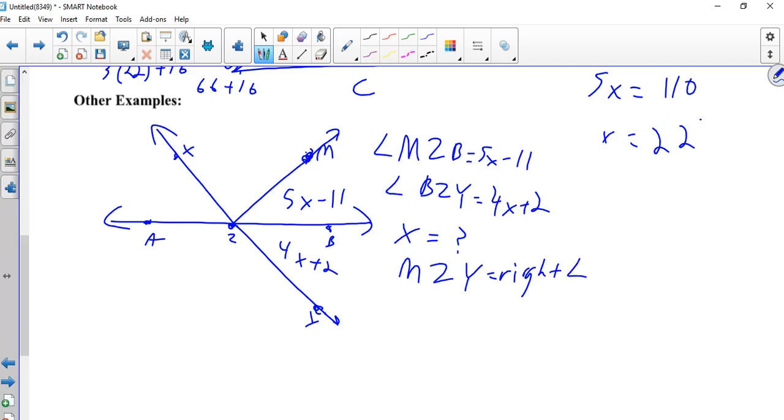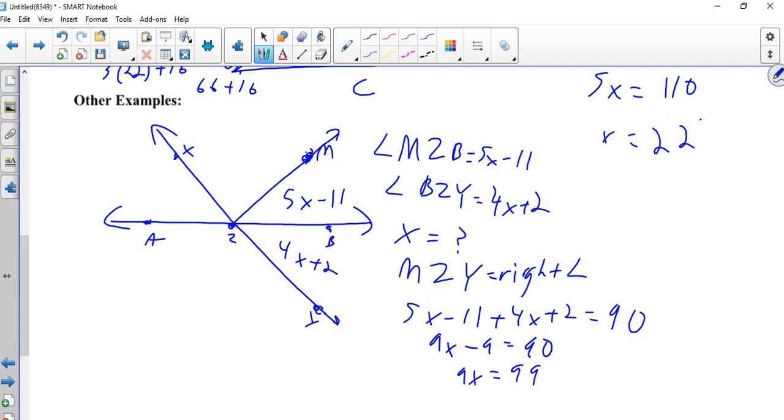Well, first off, a right angle is 90 degrees. So we're going to add 5x minus 11 plus 4x plus 2 and say they got to add up to 90 degrees. Now, join like terms, you get 9x minus 9 equals 90. Add 9 to both sides. And divide by 9. X equals 11 degrees.